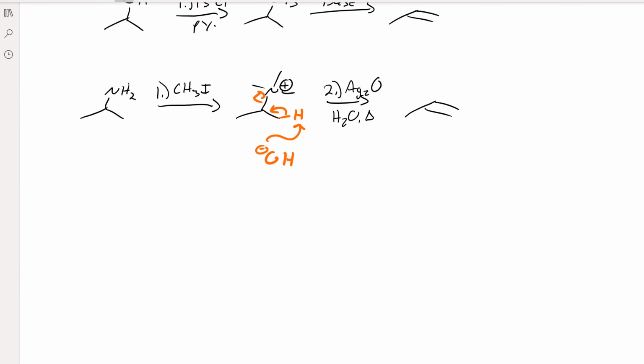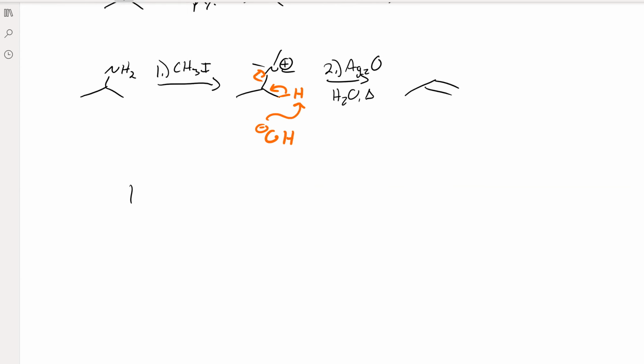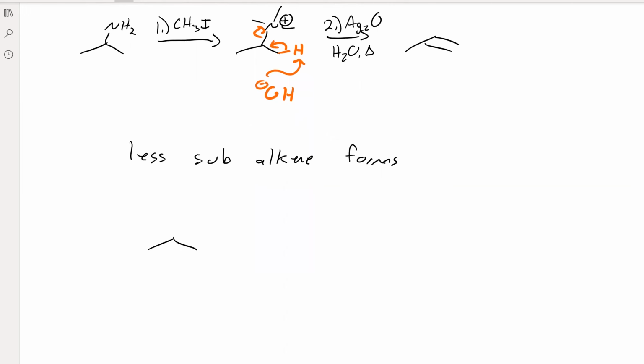The weird thing about the eliminations here for the amines is that we're actually going to get the less substituted alkene. So for example, instead of getting the di-substituted alkene here, we're only going to get the mono-substituted alkene.